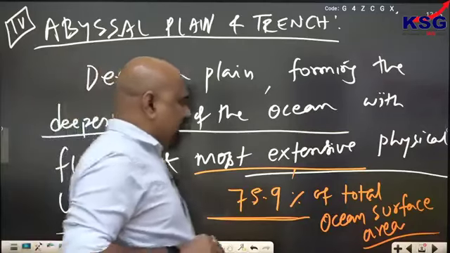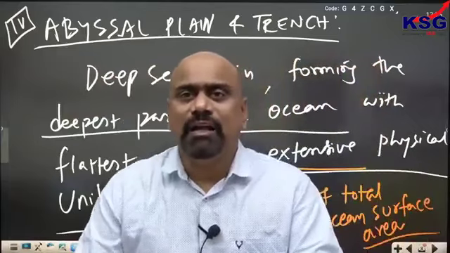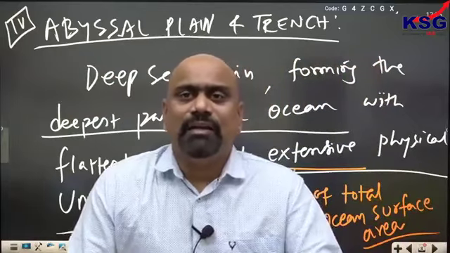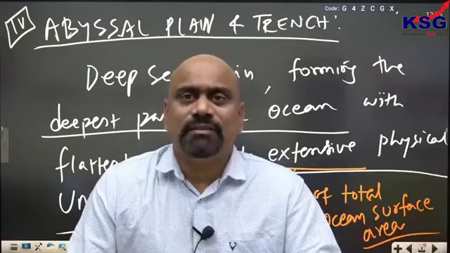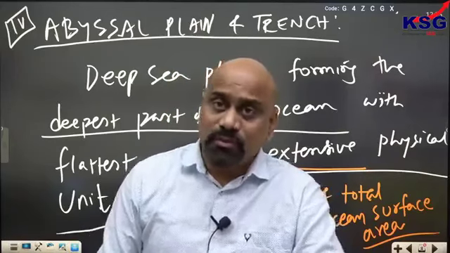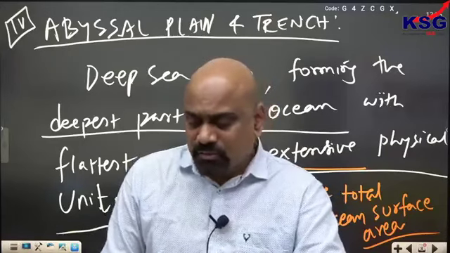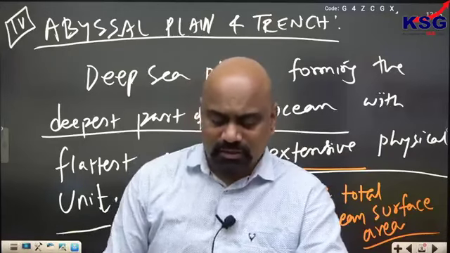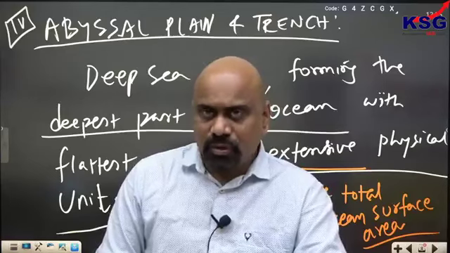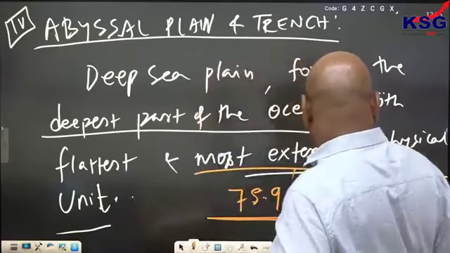Okay, 75.9% I said. So ooze is, in general, highly decomposed material, and it is found in these. Those deposits, cosmogenous, hydrogenous, biogenous, whatever they are, I will discuss all these in detail. So just wait, we will do that in ocean deposits. Abyssal plain and trenches are there. I said there are trenches.